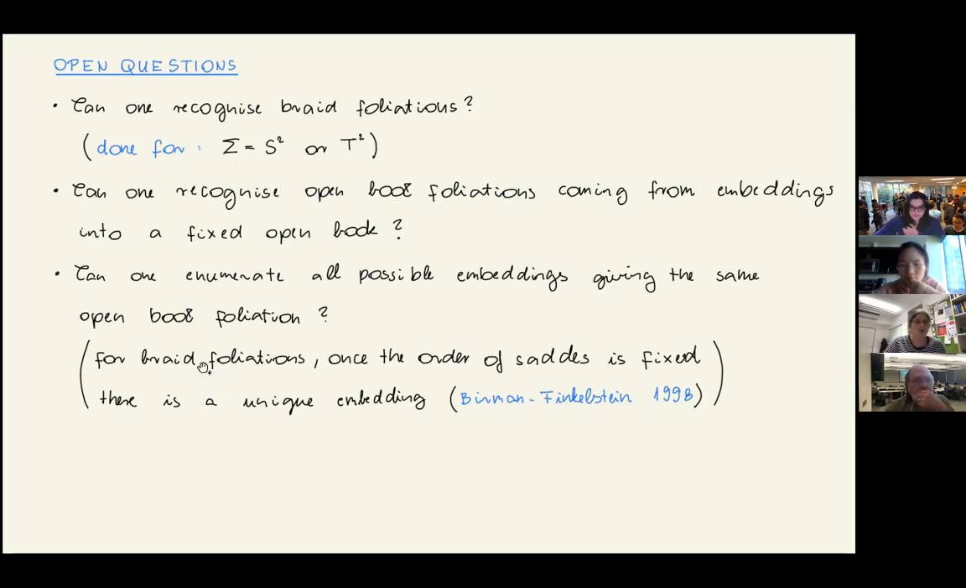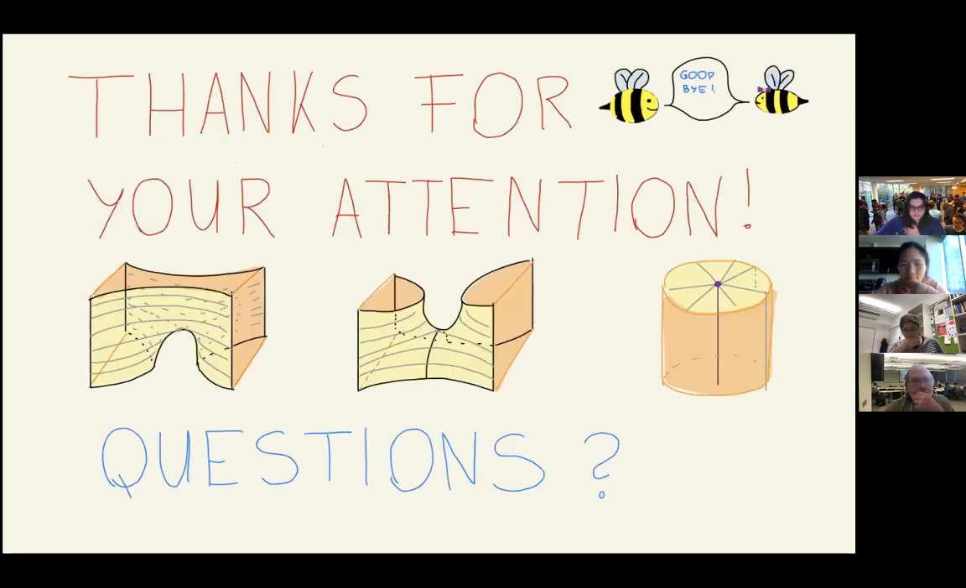then also for braid foliations, this question is answered. You can enumerate, and there is a unique one, once the order is given. And that's really it.